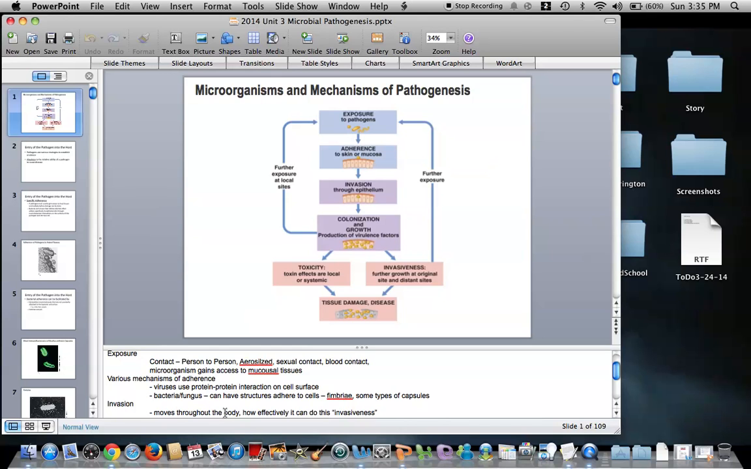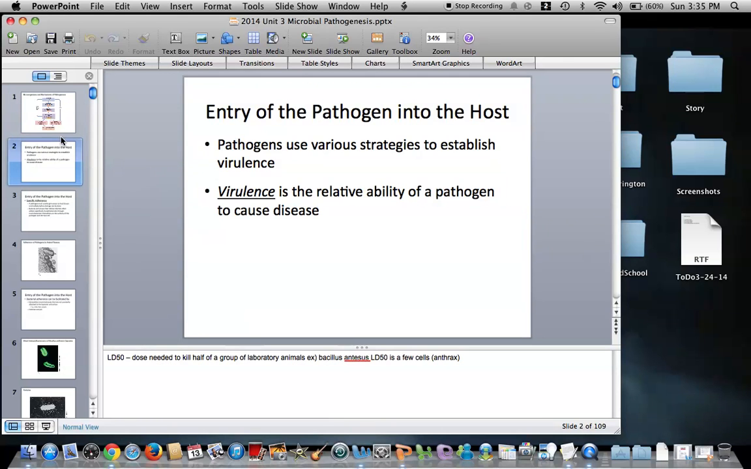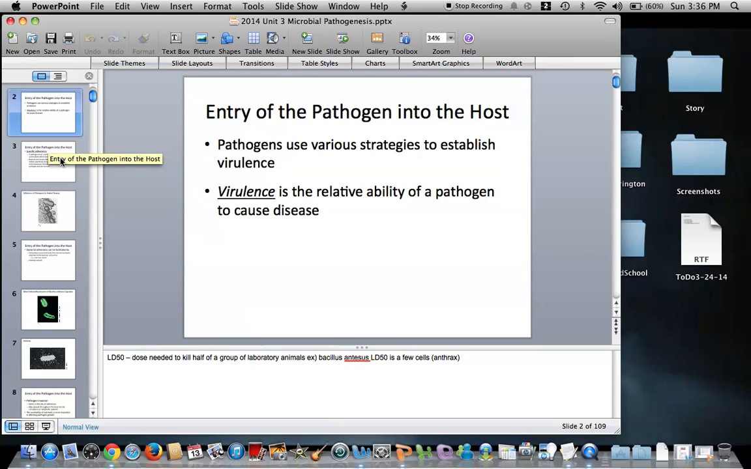Invasion is pretty much how something spreads, and the more it spreads, usually the more problematic it can be, but that's not a hard and fast rule. It's just a general rule of thumb. Alright, entry of the pathogen into the host. Pathogens use various strategies. Important definition: virulence is the relative ability of a pathogen to cause disease. Pathogen is a disease-causing agent of some kind.